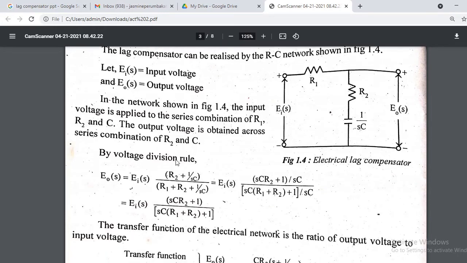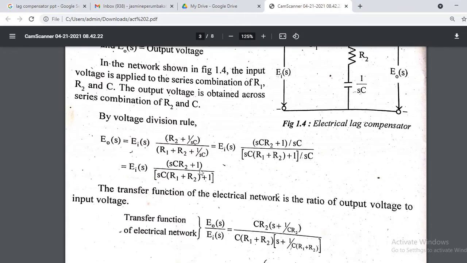Using voltage division rule, we are writing E0 of S, that is output voltage across this branch, equal to total voltage applied EI of S into impedance of that branch, that is R2 plus 1 by SC, divided by sum of the resistances, that is R2 plus 1 by SC plus R1. Now rearranging this equation, we will get EI of S into SC R2 plus 1 divided by SC into R1 plus R2 plus 1.